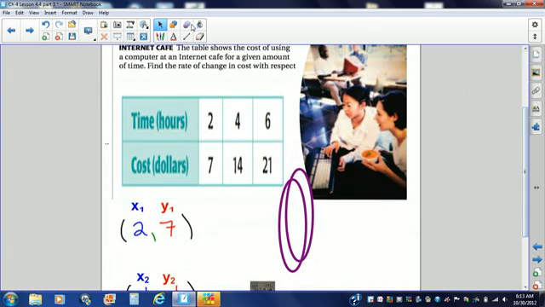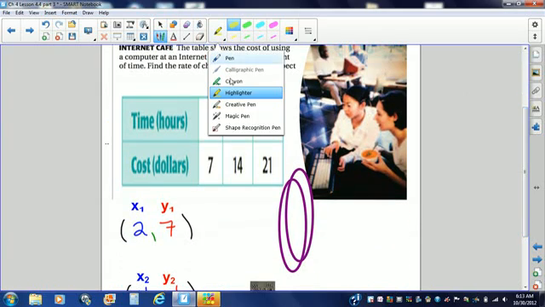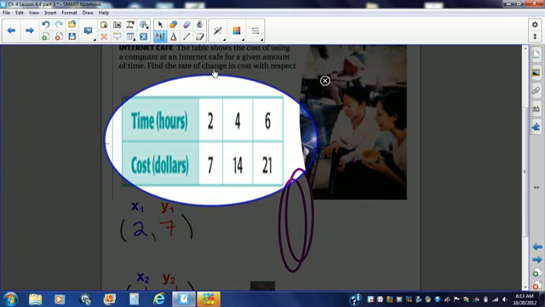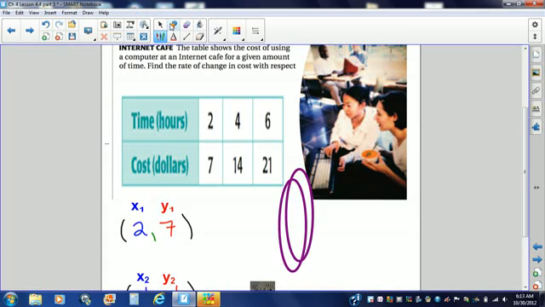If you would, please write down the T table. Please write down time, hours is 2, 4, 6. Please write down costs and dollars is 7, 14, 21. We are asked to find the rate of change.